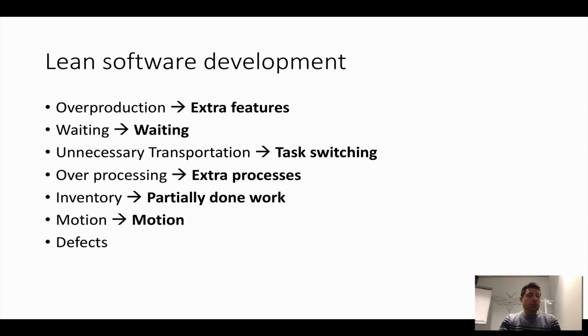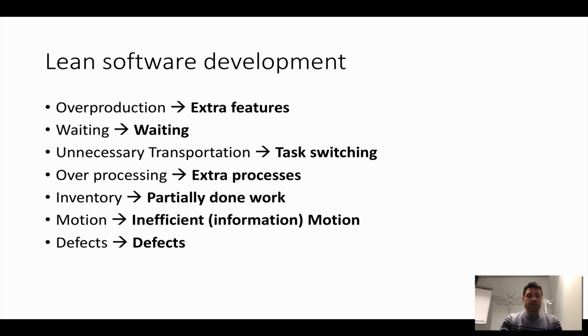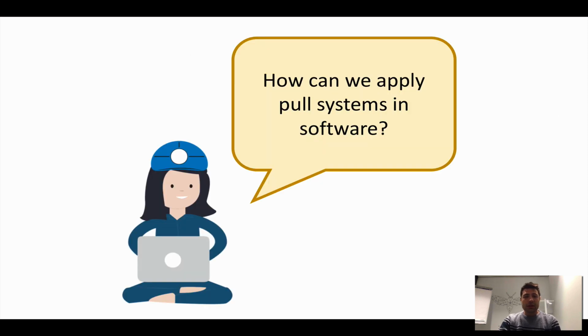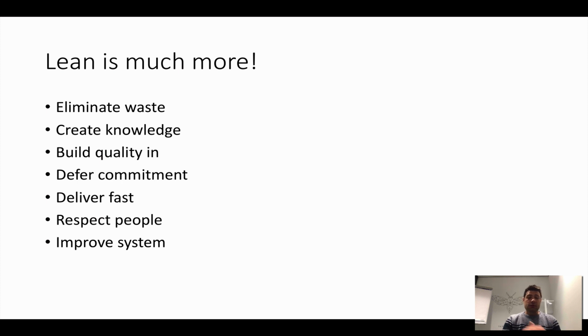Motion, although the book calls it motion as well, I prefer to be more explicit and say inefficient information motion. So if you have to pass information through different parts of your system and you do this in an inefficient way, this is a waste. Defects are bugs and we don't like them. I pointed you to chapter 1 of the Lean software development book, which describes the 7 wastes in software engineering. And then that was the lecture.